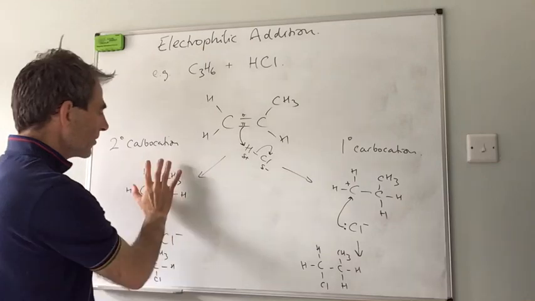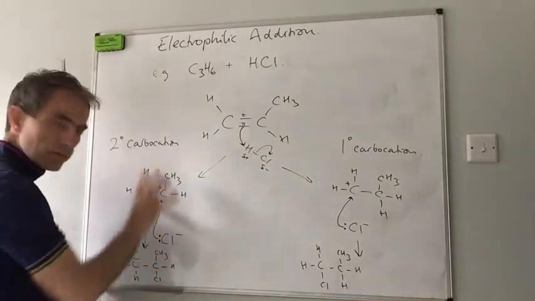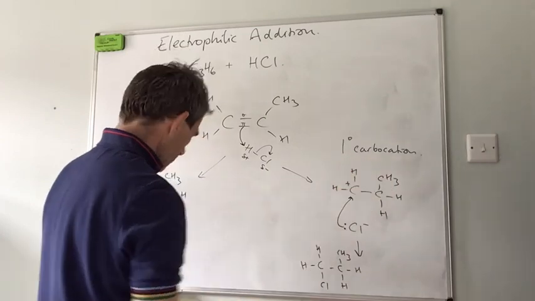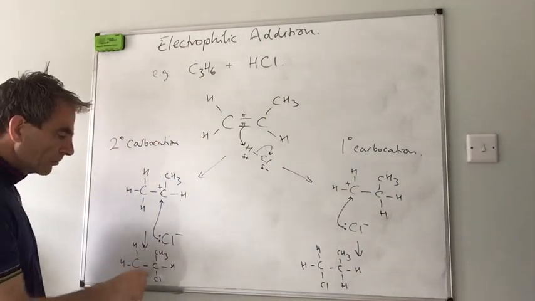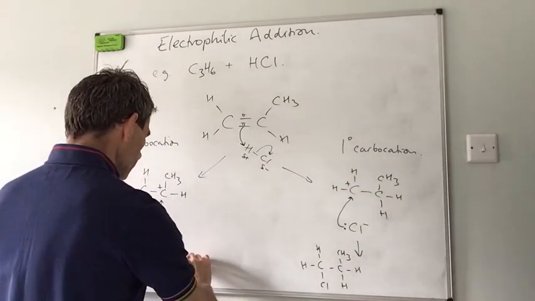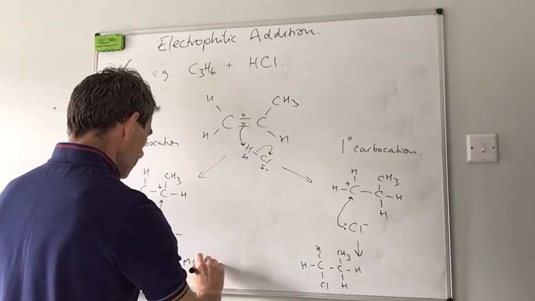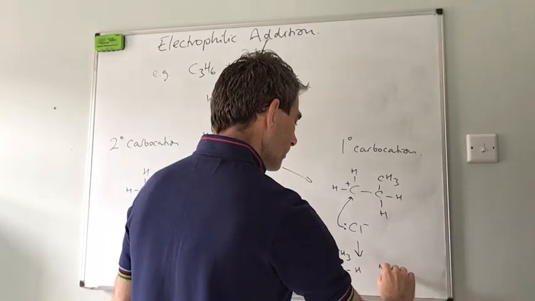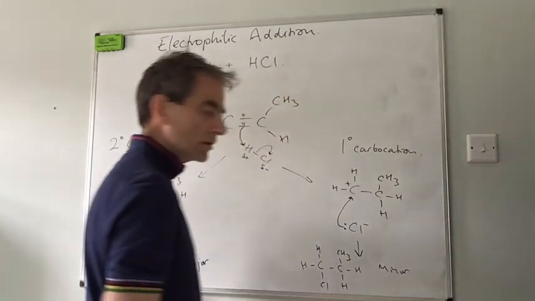So because that's more stable, you get more of this product formed and less of this product. So your 2-chloropropane would be your major product, and your 1-chloropropane would be your minor product.